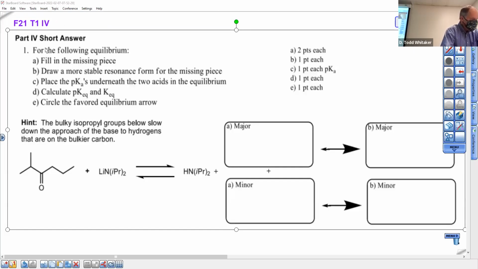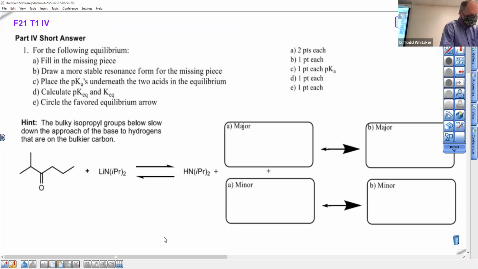All right, everybody, we're going to do a pKa question from Fall 21, Test 1, Part 4. First question in the short answer. It should look familiar. We did questions like this way back in Orgo 1. We got some hints here. We're supposed to fill in the missing piece. We're asked about pKas. I hope that triggers that it's acid-base chemistry, everybody. That's good.